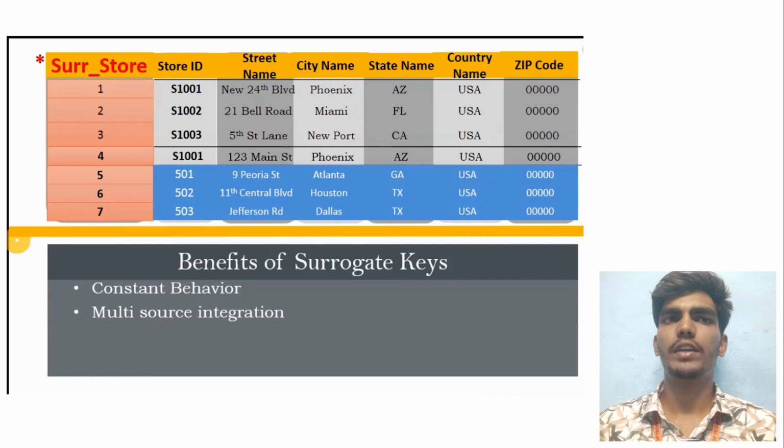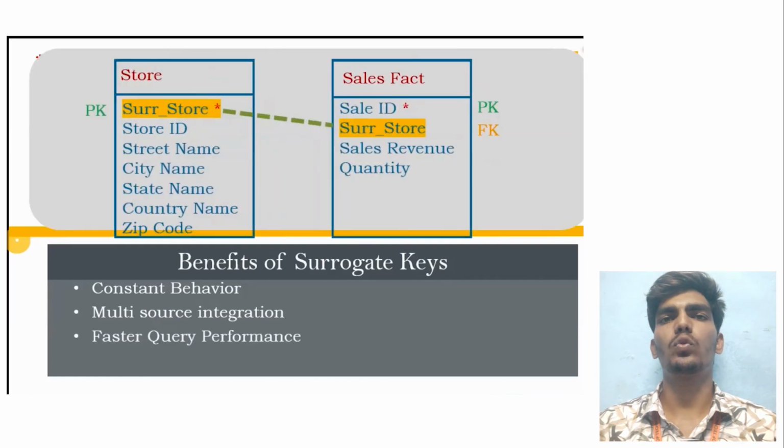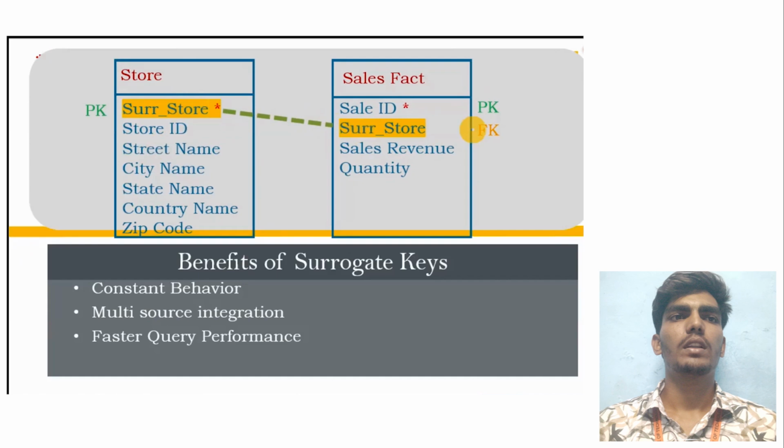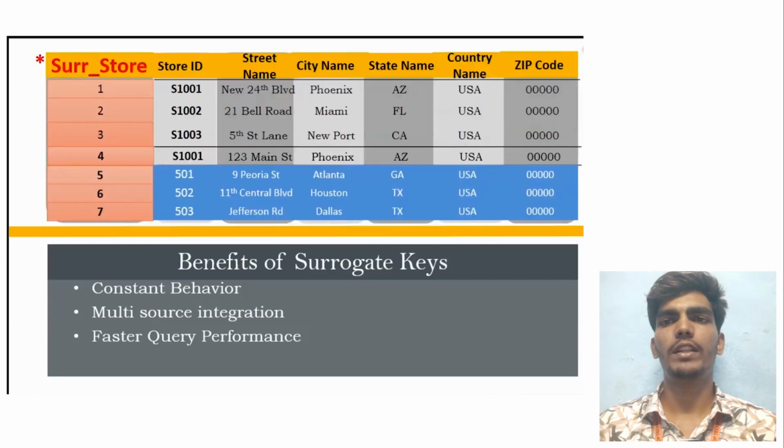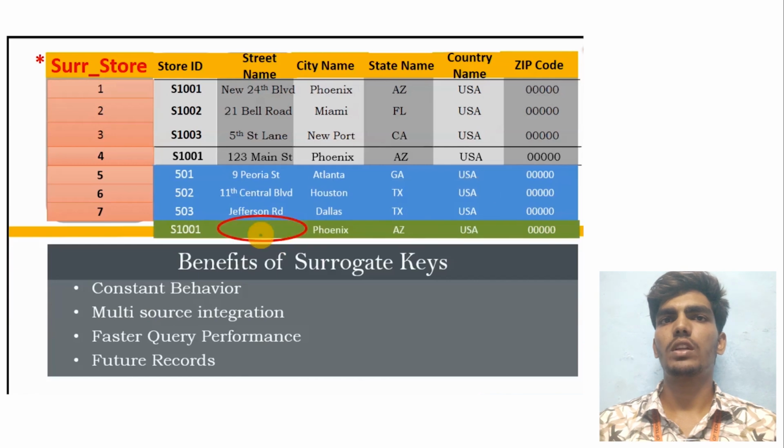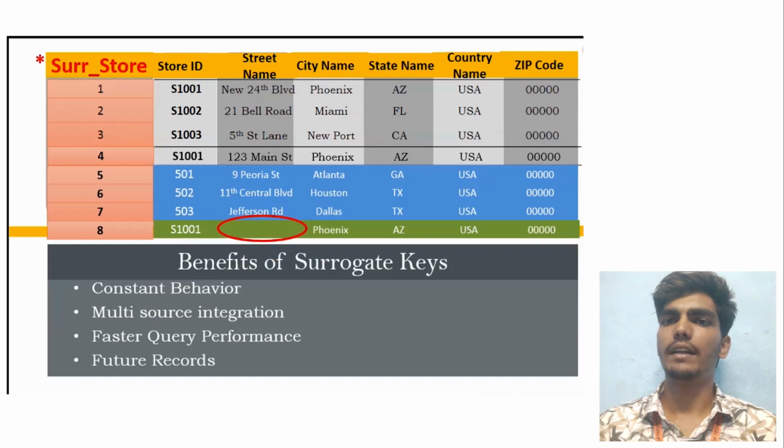Faster query performance. We know surrogate keys are used to join two tables through the foreign key. Since surrogate keys are integer values, their size is much smaller than operational keys. Lower size is very helpful for faster query performance. Sometimes a warehouse will work in the future. For example, we can store a planned store whose location is not finalized. The record will get a surrogate key, and the store ID can be updated later.